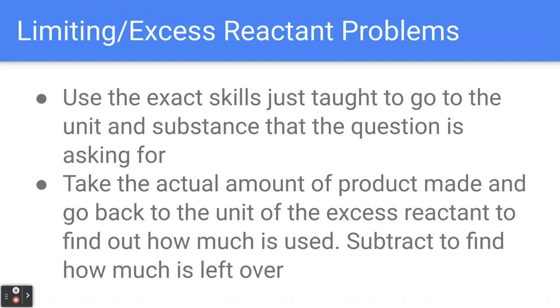Now, if we want to do limiting and excess reactant problems, we're going to use the exact same skills that I just taught you to figure out the amount and the unit of the substance that the question is asking for. So remember, look at the question, look at the unit that it's looking for, and solve both those problems to that exact same thing. And then take the actual amount of product that you can make and go back to the unit of the excess reactant to find out how much is used. And then you'll have to do that little subtraction problem.